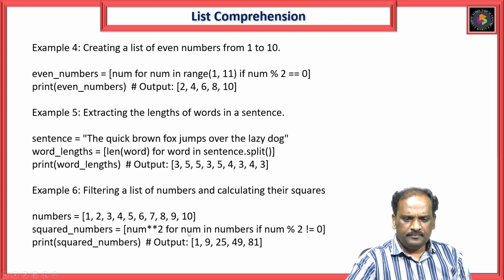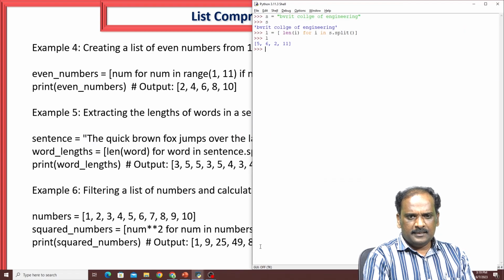So each num is containing 1, then 2, then 3, based on the condition. So what is the condition here? If num modulus 2 not equal to 0, that means if it is an odd number, then only use its square and add it to the squared numbers. So when I print the square numbers, you can observe that the new list is containing odd number squares. So 1 square is 1, 3 square is 9, 5 square is 25, 7 square is 49, 9 square is 81. So this is how we can create the new list based on the condition. So here, filtering a list of numbers and calculating their squares. This we shall implement in the interpreter.